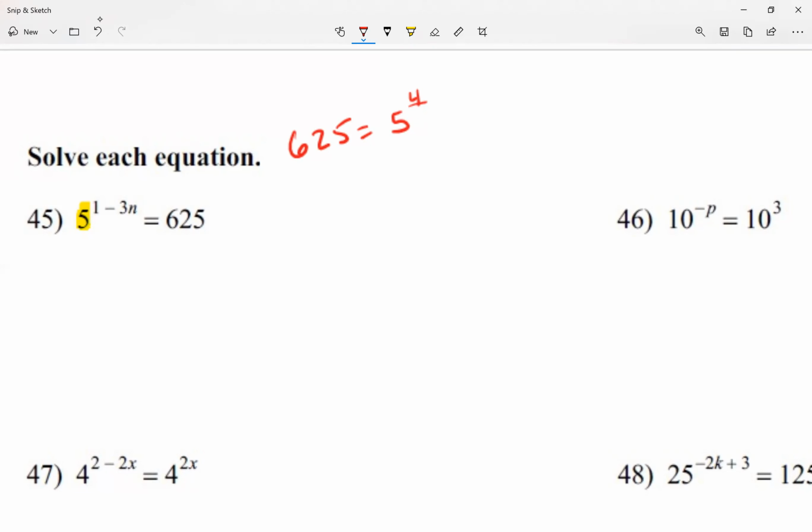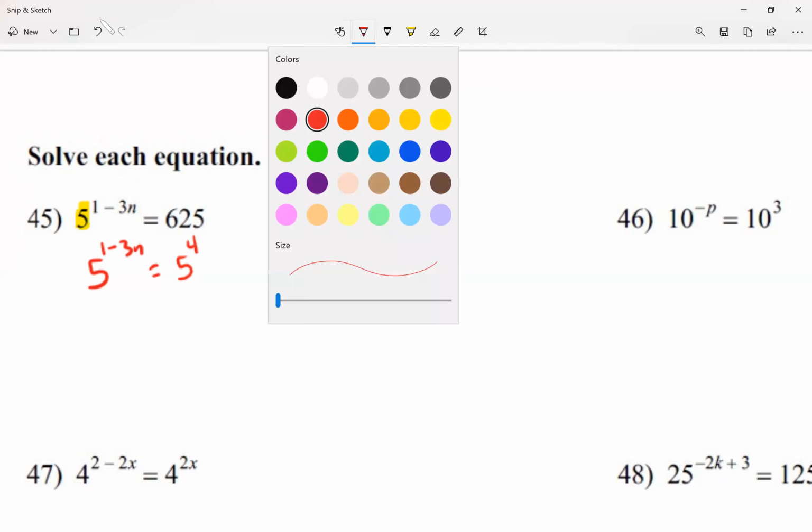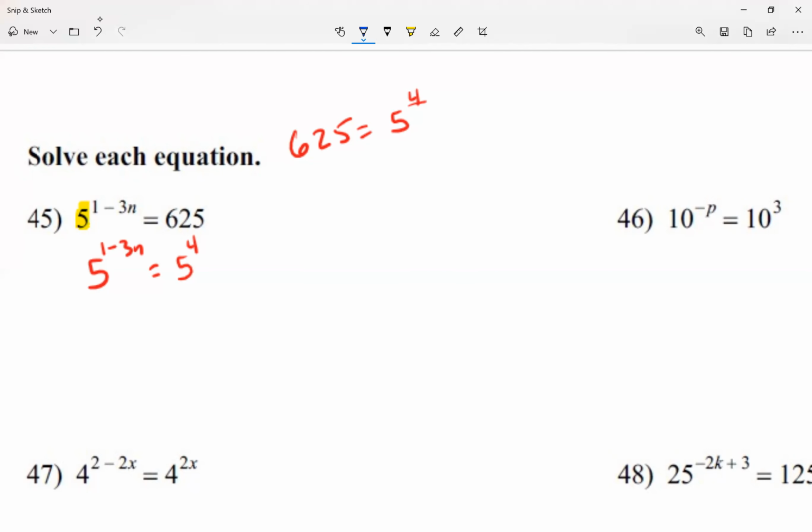So let me rewrite this as 5 to the 1 minus 3n is equal to 5 to the fourth. Again, 5 to the fourth is 625. Now that I have my expressions on both sides of the equal sign using the same base, 5 to the something, all I'm going to do is let the exponents equal each other. So I'm just going to solve the equation: 1 minus 3n is equal to 4.